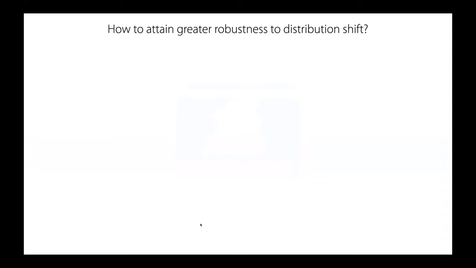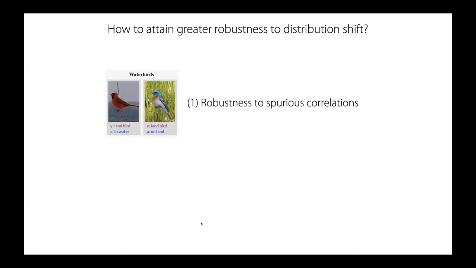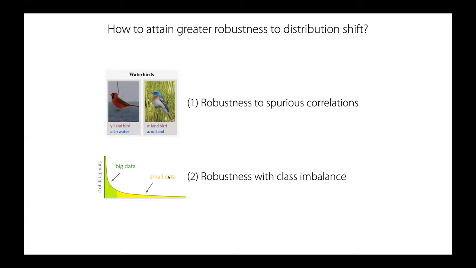Great, so I'm going to look at two different kinds of robustness. The first will be robustness to spurious correlations, such as spurious correlations between the category and the background. And second, we're going to look at robustness in scenarios where you have a lot of class imbalance. Great, so let's start with spurious correlations.